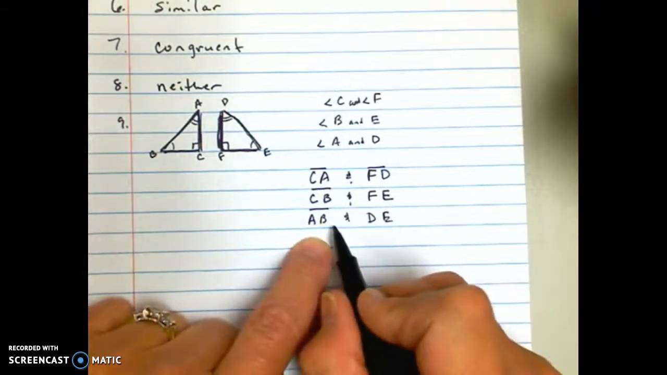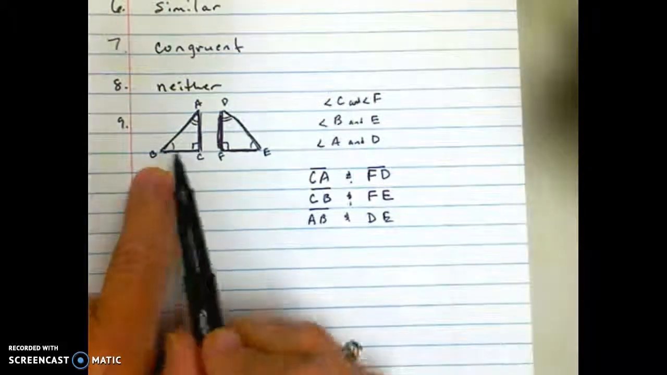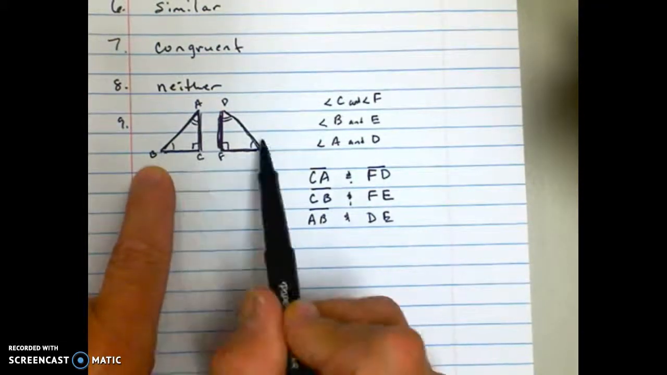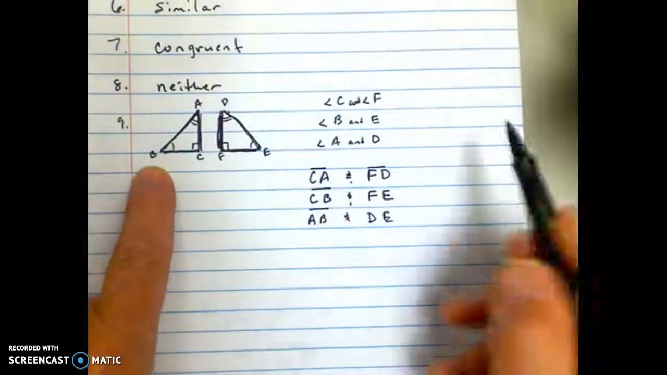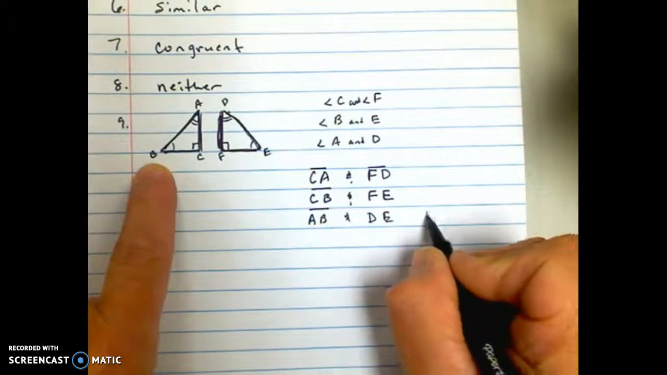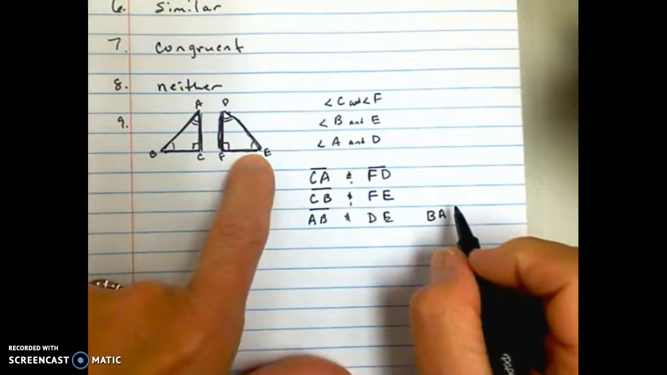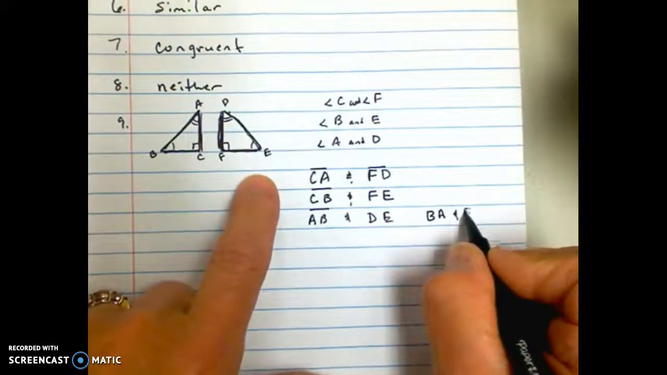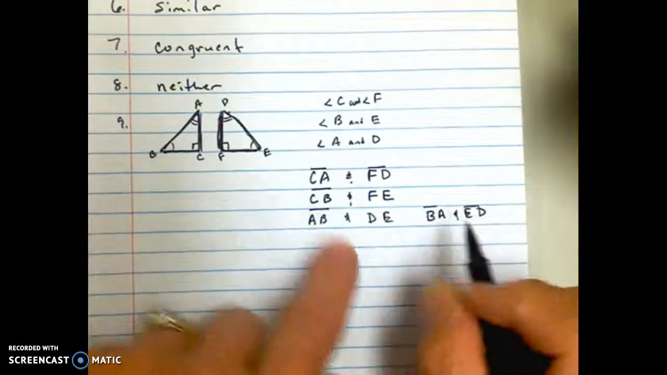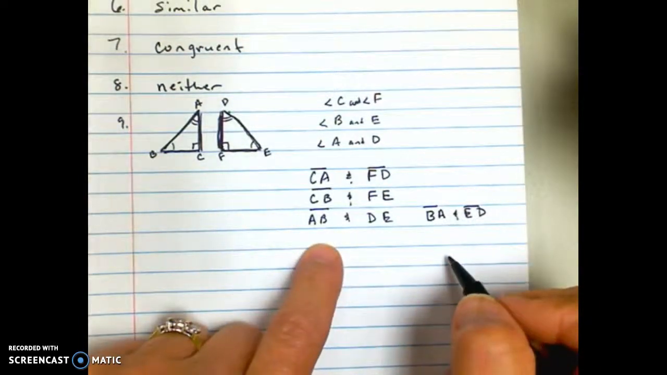Now we could change these around. If we said line segment BA, we could say that matches line segment ED. We could switch those two around. But we have to switch both of them around. So those would both be the same.